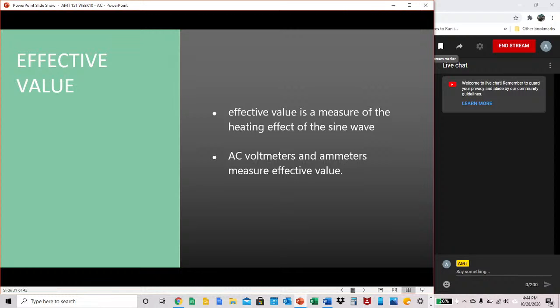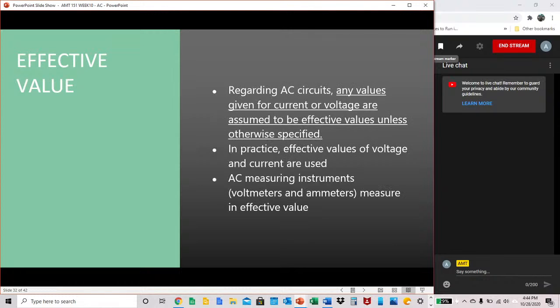Effective value is a measure of the heating effect of the sine wave. Alternating current voltmeters and ammeters measure effective value. So AC measuring instruments, the readings that they provide are in the effective value. And in regards to AC circuits, any values given for current or voltage are assumed to be effective values unless otherwise specified. So any values you're reading are always effective values unless specifically notated otherwise.